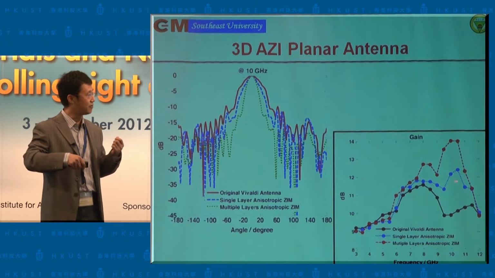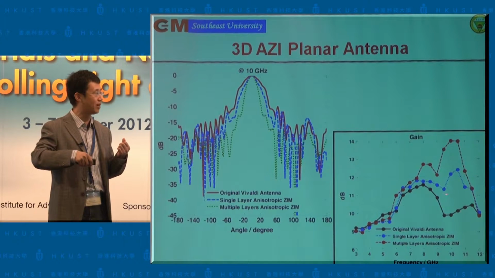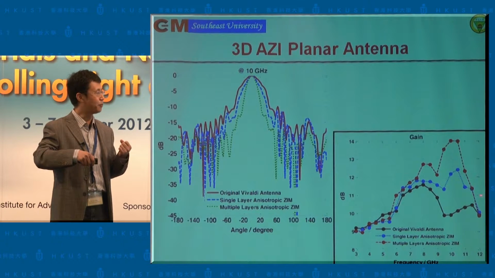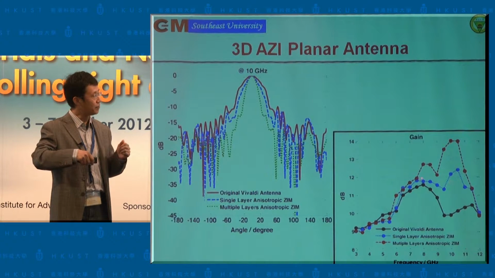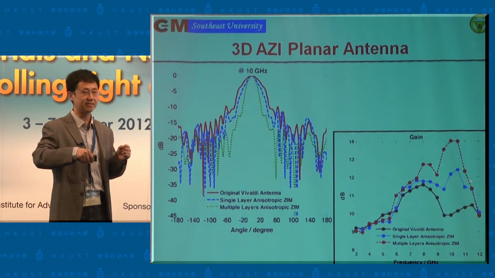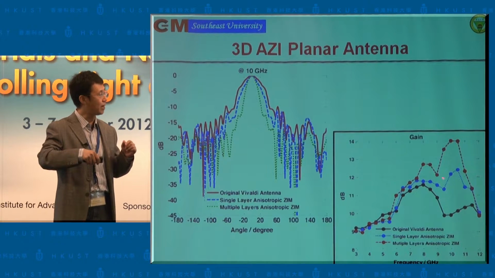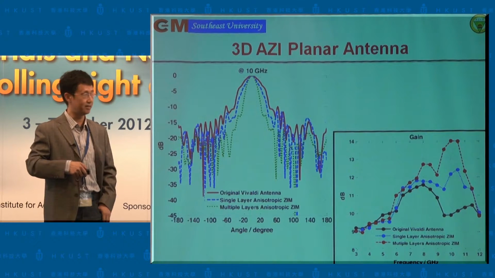The design frequency band is from 9.5 gigahertz to 10.5 gigahertz. We can see within this frequency band, the gain has been greatly enhanced. And also in most regions of the frequency band, the gain has been increased. Not so much, but increased in the whole band.